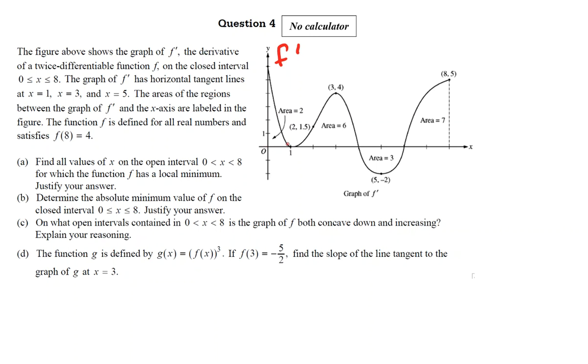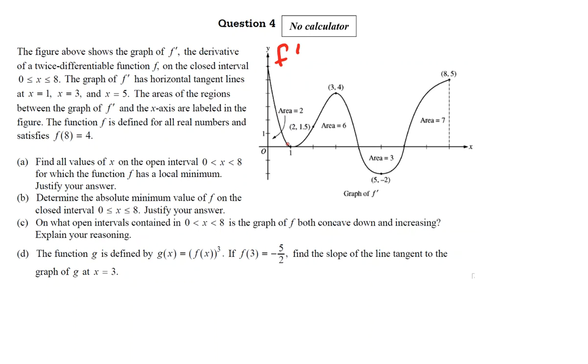is twice differentiable. So we know that f has a continuous first derivative and a continuous second derivative. So it's nicely behaved. We've got an interval from 0 to 8, a closed interval. They tell us that f prime has horizontal tangent lines at 1, 3, and 5, which is just to explain the graph. That's how it appears when we look at the graph.